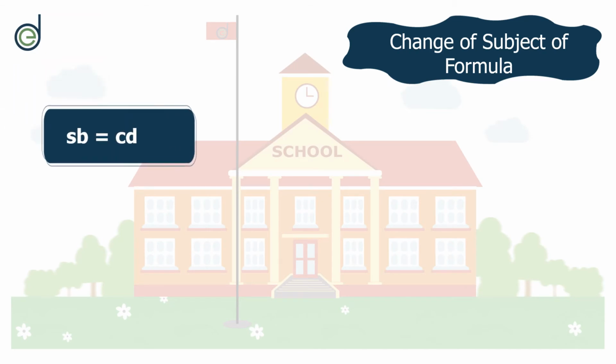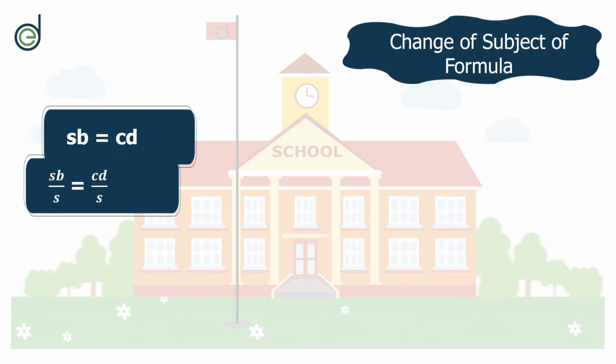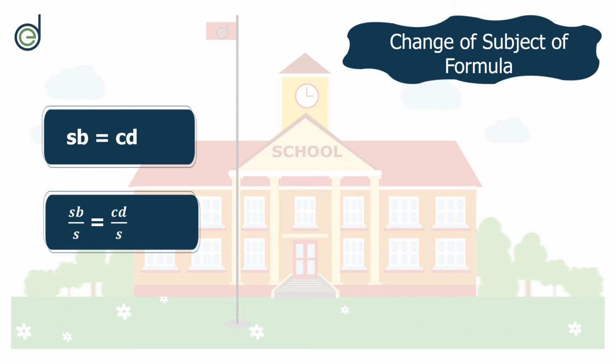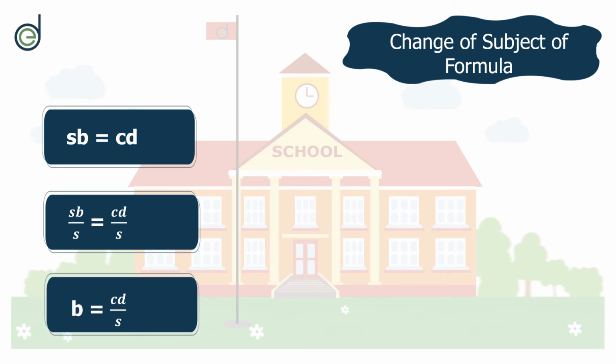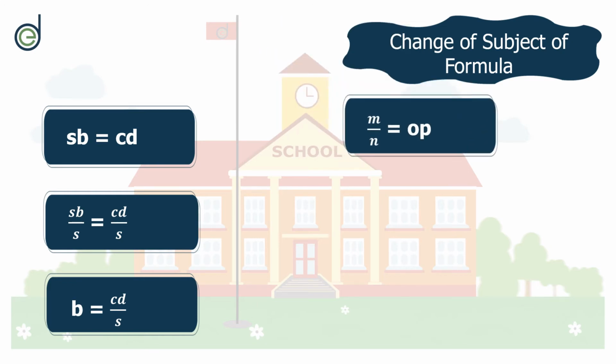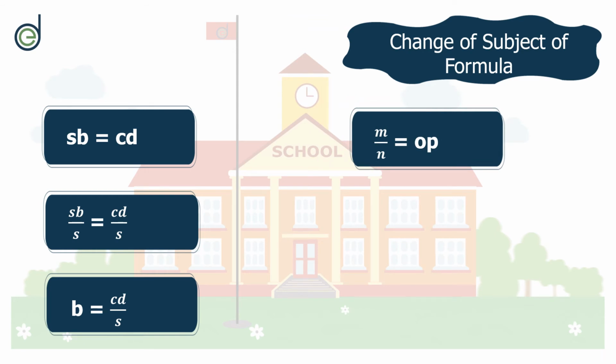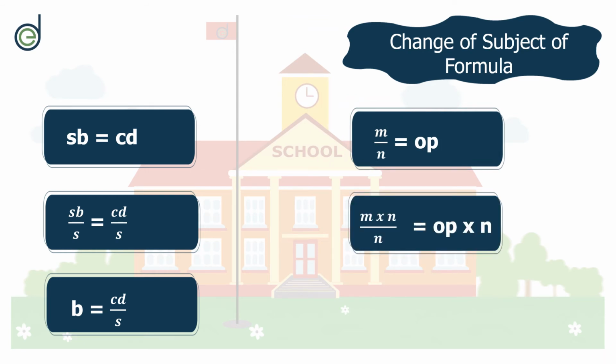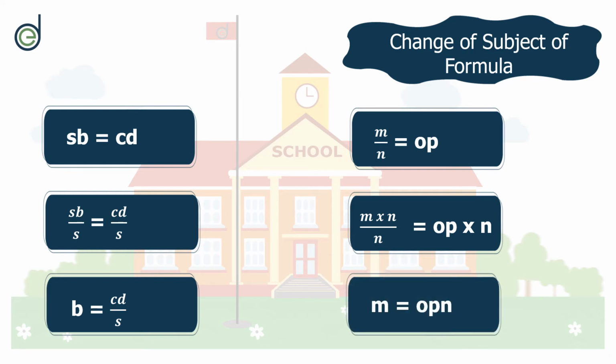For example, if SB is equal to CD, S and B are related by times and C and D are related by times. To make B the subject of the formula, we need to move S to the other side. Since S is related to B by times, we divide the other side by S to move S to this side. Another example, given M over N is equal to O times P. To make M the subject of the formula, because M is related to N by division, we transfer N to the other side by multiplying both sides by N.